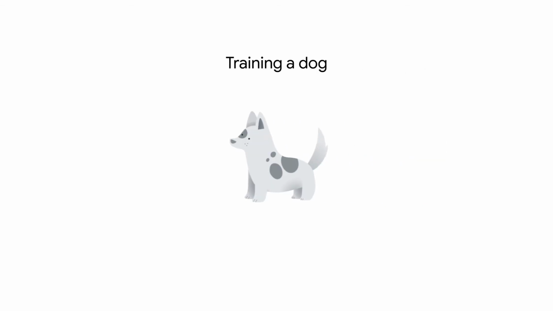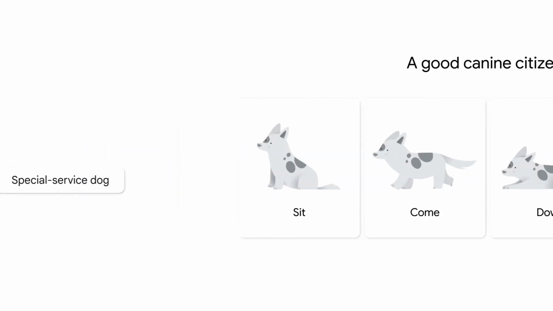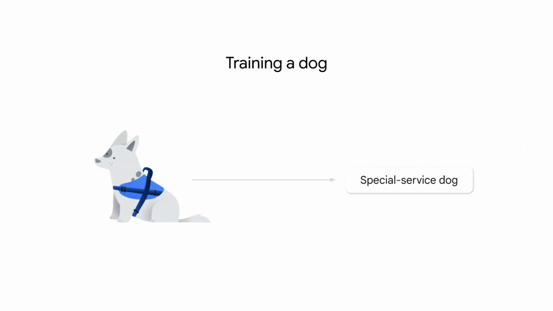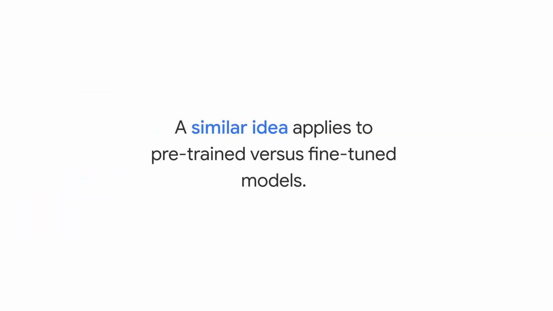Imagine training a dog. Often you train your dog basic commands such as sit, come, down, and stay. These commands are normally sufficient for general purposes in everyday life and help your dog become a good canine citizen. However, if you need a special service dog such as a police dog or a guide dog or a hunting dog, you add special trainings. This similar idea applies to pre-trained versus fine-tuned models.